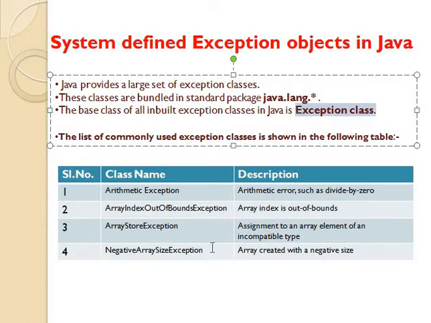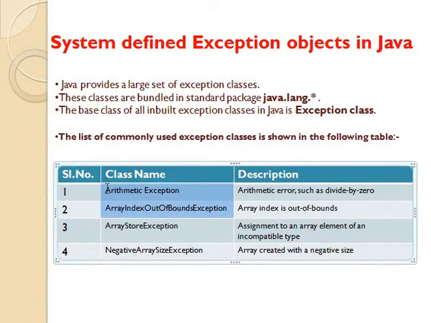Now, in my earlier presentations, I have already discussed the ArithmeticException, the ArrayIndexOutOfBoundsException, and the ArrayStoreException. So the topic for discussion in today's presentation will be the NegativeArraySizeException. This type of exception occurs whenever an array is created with a negative size.